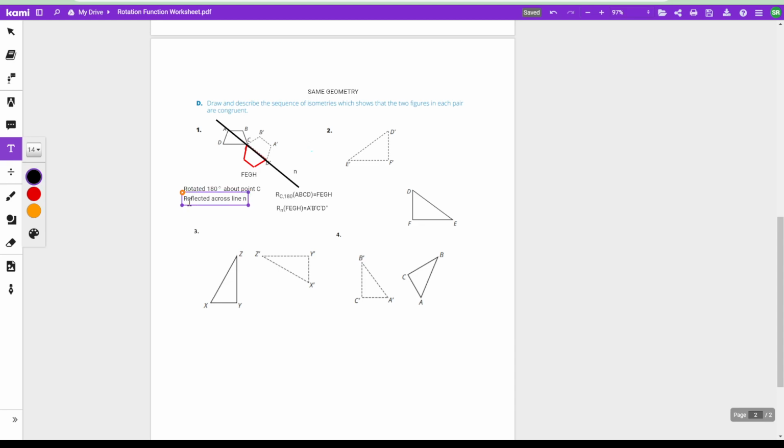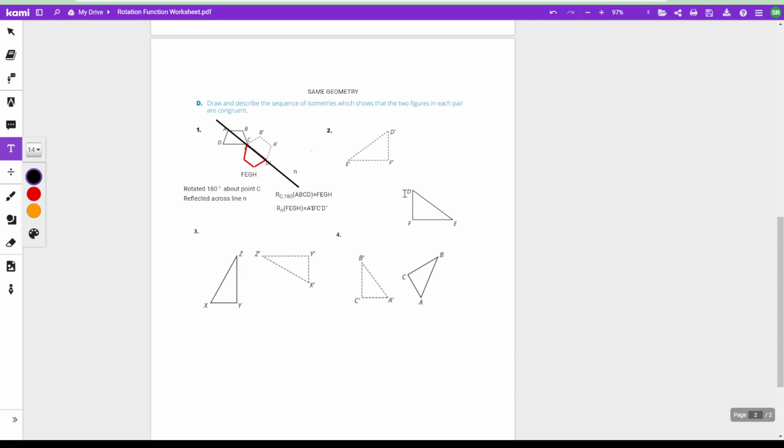All right, so two ways to describe this transformation, or sequence of transformations rather. You can either describe it in words, or you can describe it with the function notation. And only one of these you have to do for this assignment.